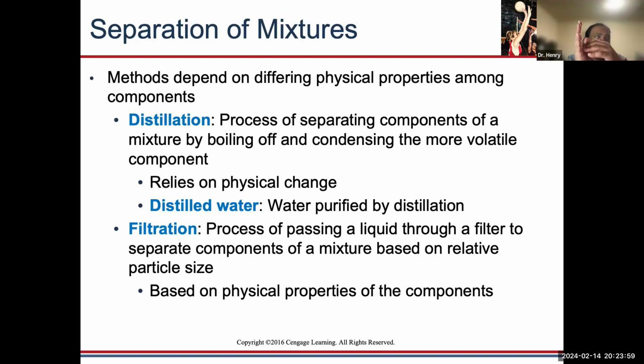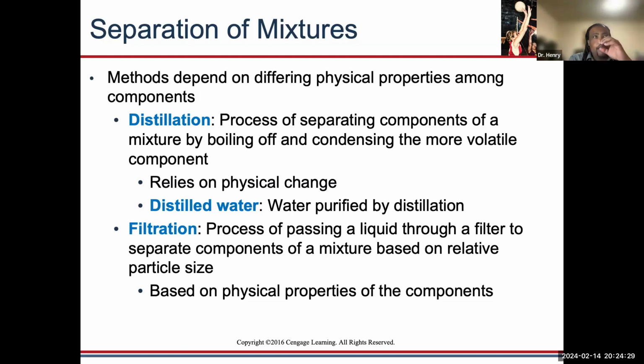So alcohol boils at, I believe it's 86.3 degrees Celsius, and water boils at 100 degrees Celsius. So if we have our temperature below 100, but above 83, then the alcohol should boil off. And so we're able to separate alcohol from water. And then we can use condensation to bring it back down and collect only the alcohol, leaving the water.